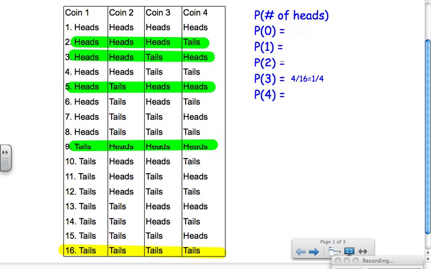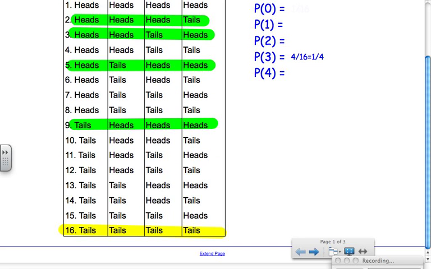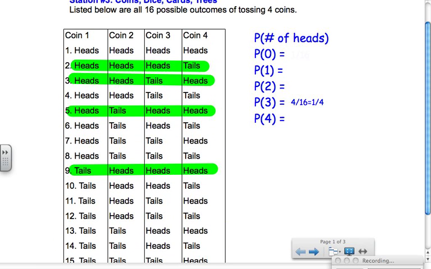Also notice that down here at 16 there are no heads, so that's the probability of 0, and the probability of tossing 0 heads is 1 over 16.